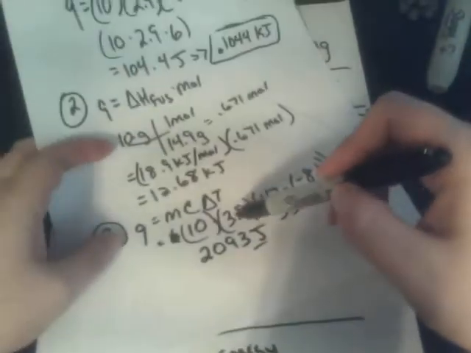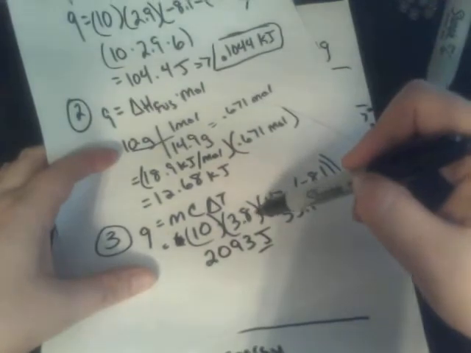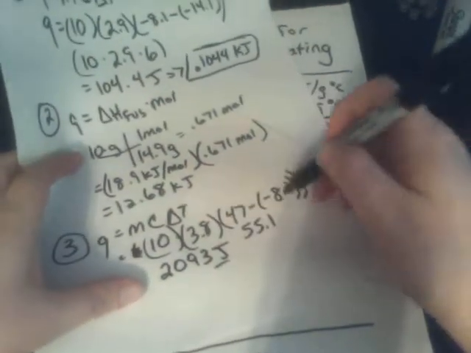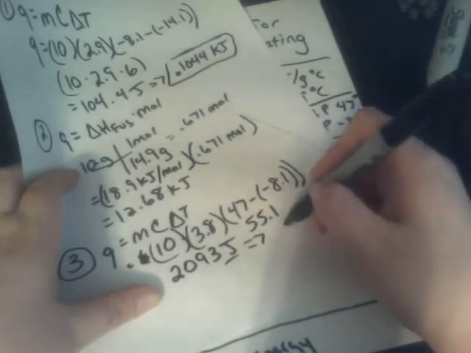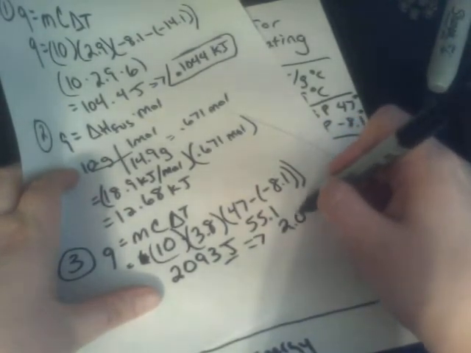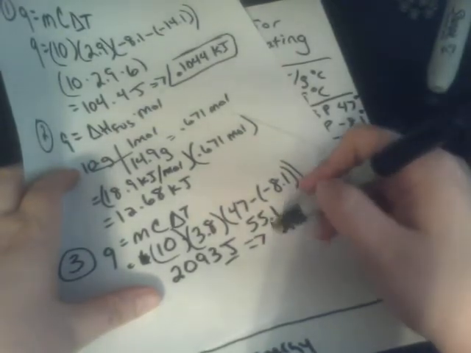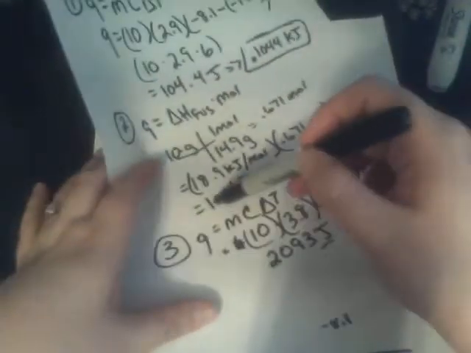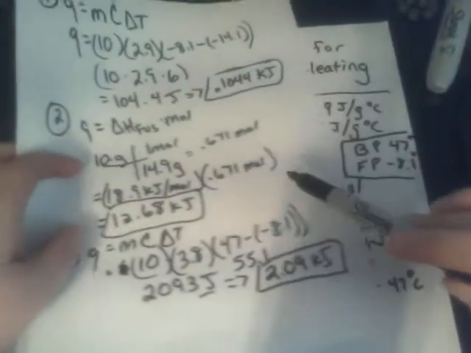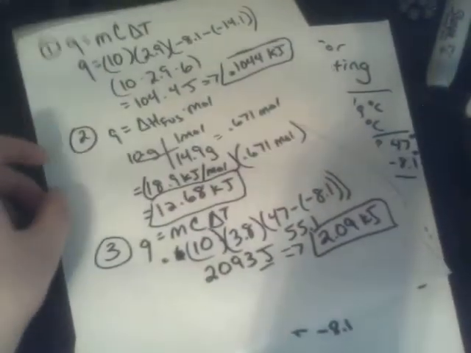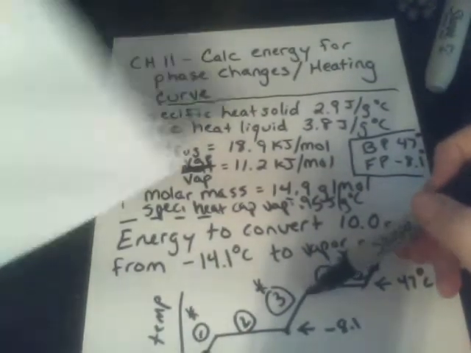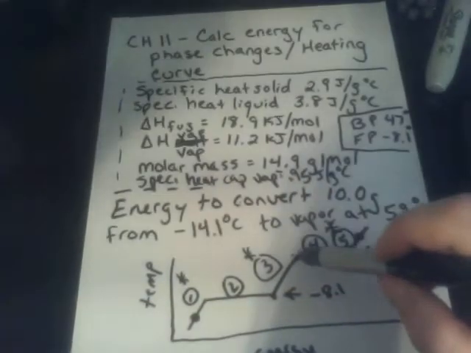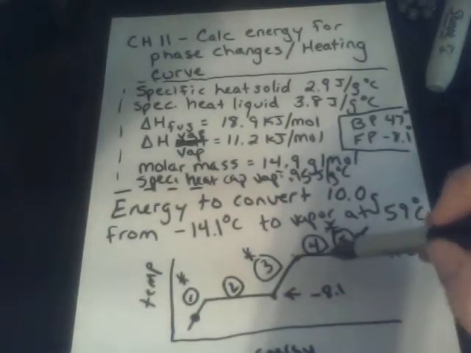Why is it joules? Because our specific heat capacity is in joules per gram degree Celsius. So let's go ahead and just convert that into kilojoules. So it's really 2.09 kilojoules. Again, it's just a good idea to separate them out, box them in, star them, highlight them. So that's only 3 legs of our journey. So where are we at? We are at here, right? So I need to go from this to this, right?